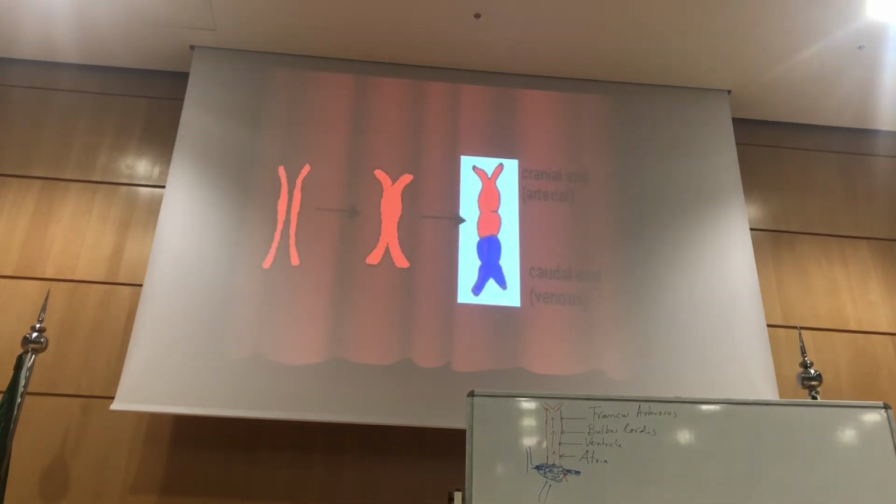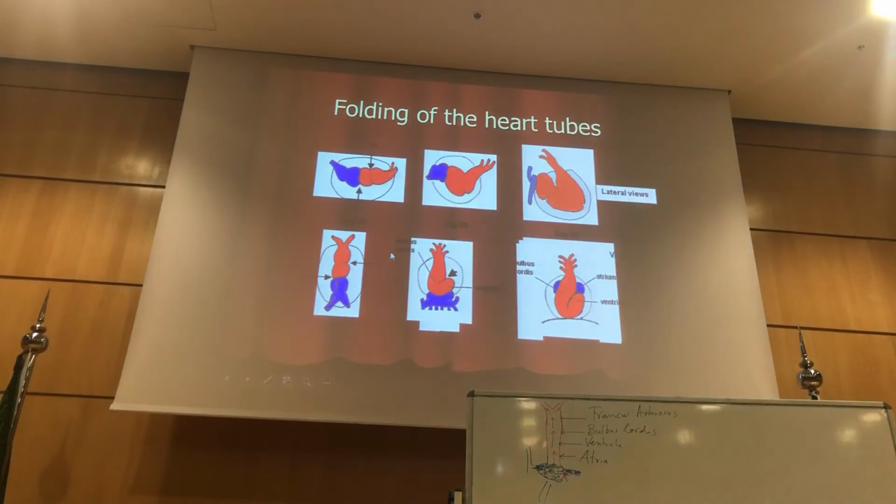I go this way. I love a diagram like this. Straightforward, makes you understand. 2 tubes become 1 tube, and then the areas: atrium, ventricle, bulbus cordis, and the truncus arteriosus too. Like my diagram? Yes or no? Yes. Clear? Okay. Then the folding. You can see that the back side is what is happening. Is it clear now? Yes. Very good.